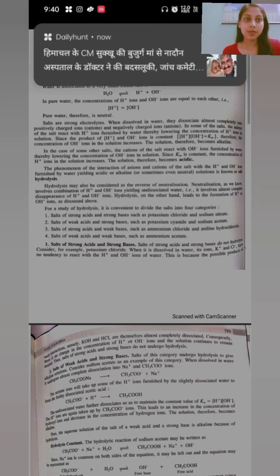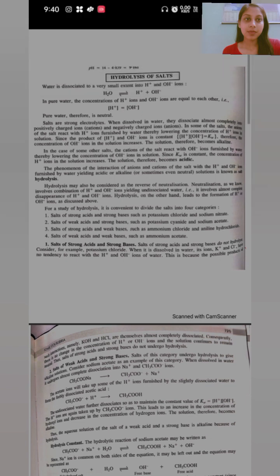Salts are strong electrolytes. When dissolved in water, they dissociate almost completely into positively charged ions, that is cations, and negatively charged ions, that is anions. In some of the salts, the anions of the salt react with H+ ions furnished by water, thereby lowering the concentration of H+ ions in solution. Since the product of H+ and OH- ion concentrations is constant, the concentration of OH- ions in the solution increases. The solution therefore becomes alkaline.